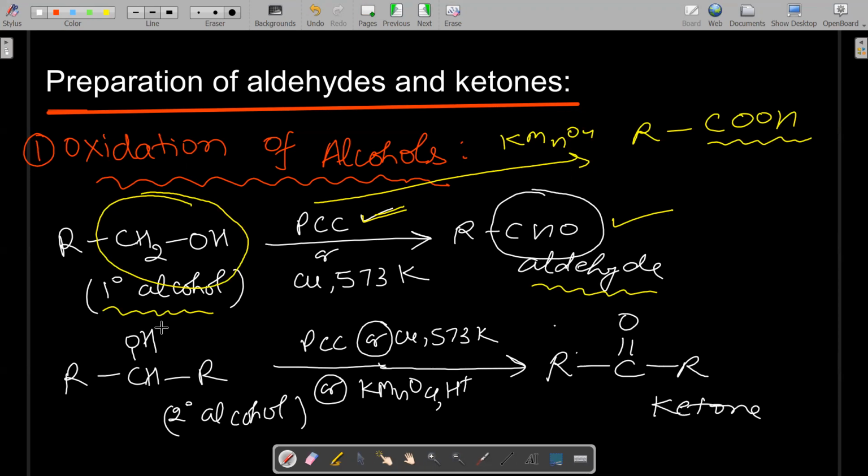So what do we mean by oxidation? Oxidation, as we have already discussed, is removal of H from carbon. This is the alpha carbon and the hydroxy carbon, the alcoholic carbon. One hydrogen is removed from the alpha carbon and the second hydrogen is removed from the alcohol, so we get ketone. So remember this: 1 degree alcohol forms aldehyde, 2 degree alcohol forms ketone in the presence of PCC or copper at 573 Kelvin. So this is the first method.